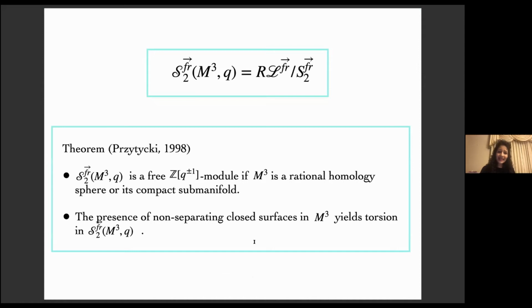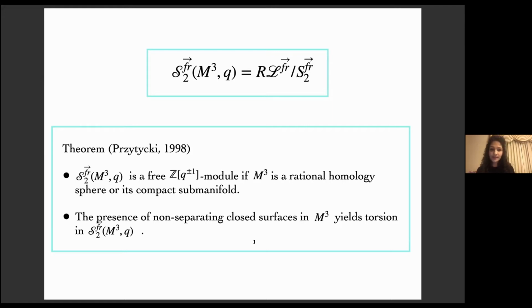And in '98, Josip Przytycki showed that this Skein module is a free R module if the manifold is a rational homology sphere or if it's a compact submanifold of a rational homology sphere. Moreover, he showed that the presence of non-separating closed surfaces in the three manifold yields torsion. So this is an example of a Skein module that detects all non-separating closed surfaces which are embedded in the three manifold.